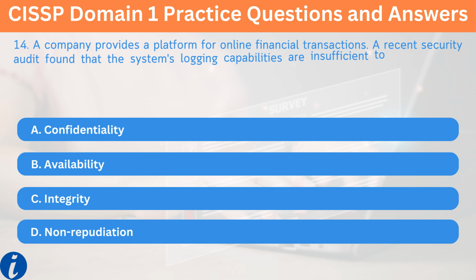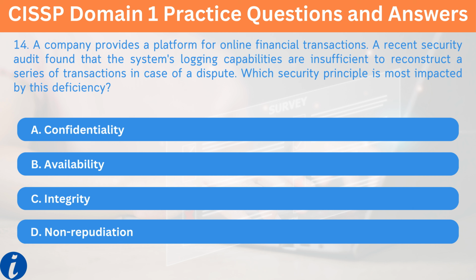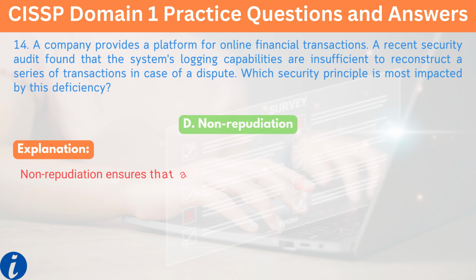14. A company provides a platform for online financial transactions. A recent security audit found that the system's logging capabilities are insufficient to reconstruct a series of transactions in case of a dispute. Which security principle is most impacted by this deficiency? A. Confidentiality. B. Availability. C. Integrity. D. Non-repudiation. The correct answer is D.